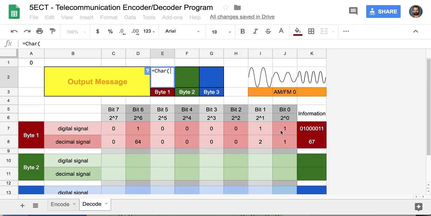Char, as it turns out to be. And it likes to use the decimal number. That, of course, is why we did do that decimal row. And char 8, and there it is. It outputs the letter C. I'll let you complete the rest of the program from here.